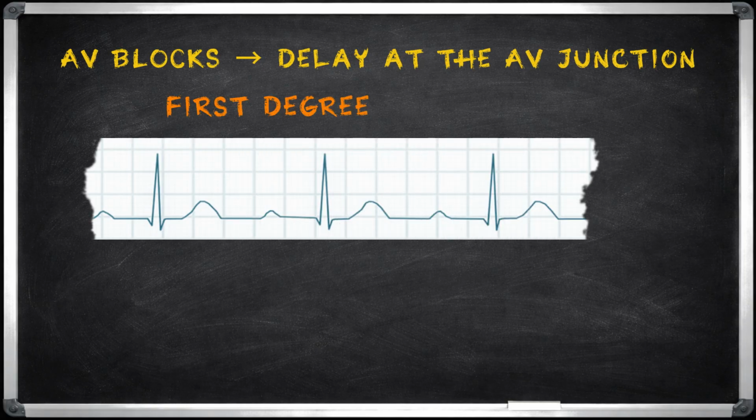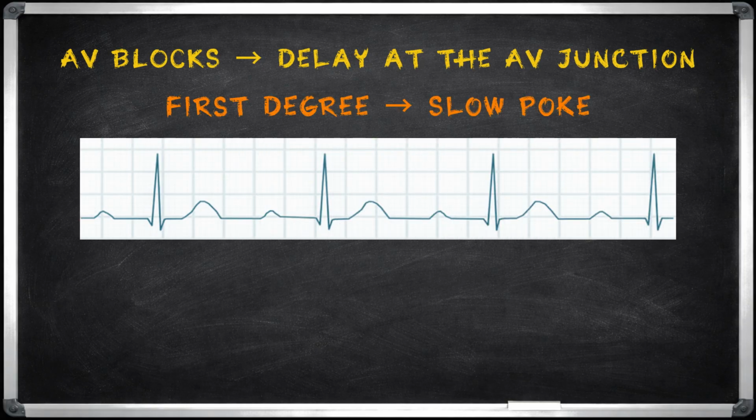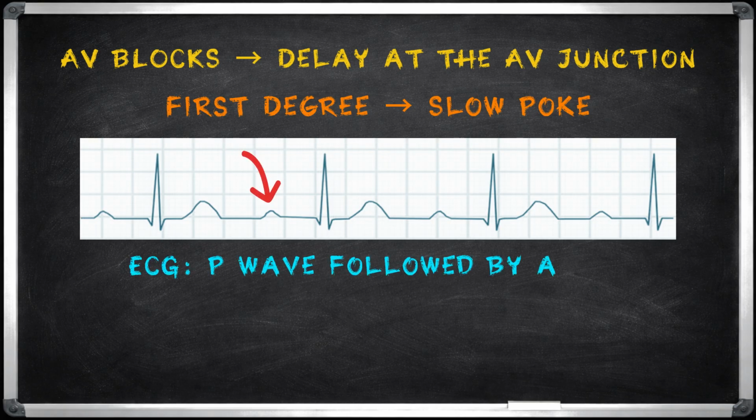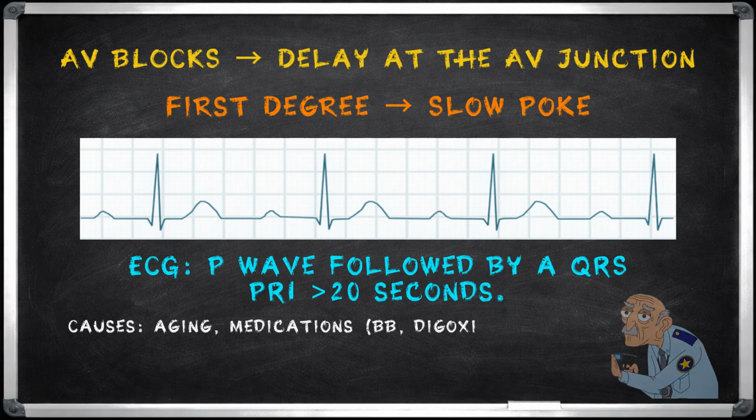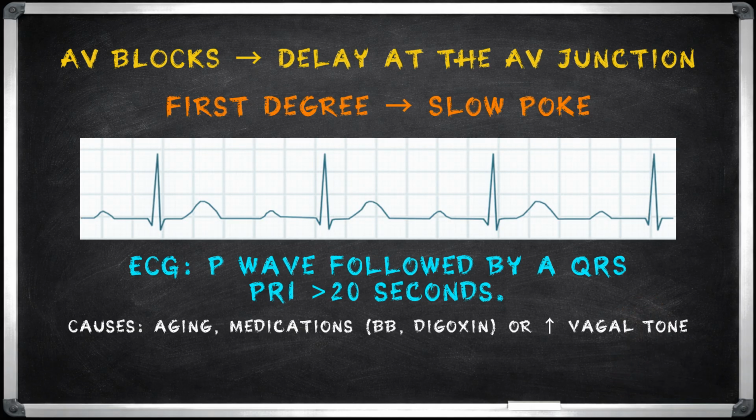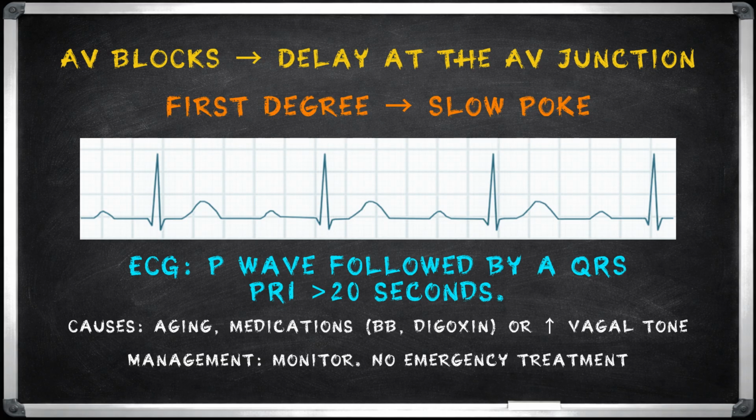First degree AV block, which is a slow poke. This is just a delay. Every impulse eventually gets through, but it is slow. On the ECG, you see a P wave followed by a QRS, but the PR interval is consistently long, more than 0.2 seconds. You can imagine it as a slow elderly security guard checking every pass. The cause is often just aging, medications like beta blockers or digoxin, or increased vagal tone. Practically, it is not a danger, it is stable and benign. Management is just monitoring, no emergency treatment needed.